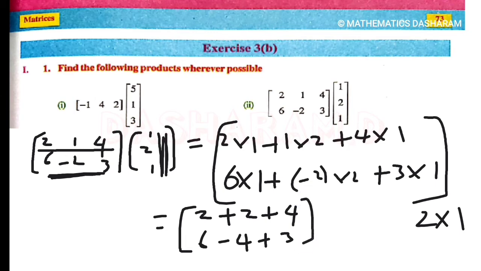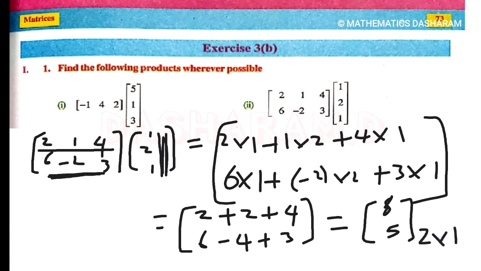So it is equal to 2 plus 2 is 4, 4 plus 4 is 8, and 6 minus 4 is 2, 2 plus 3 is 5. So what is the order of the answer matrix? 2 rows and 1 column.